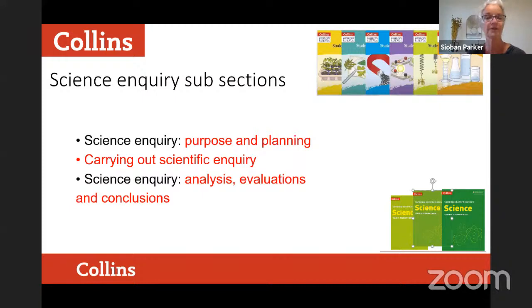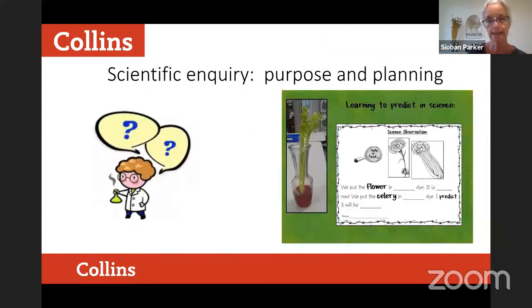Even coverage of those learning objectives, okay? So I just want to go into even more detail about scientific inquiry, okay? And thinking about purpose and planning, okay? So before starting an investigation, we must plan the what and the why.